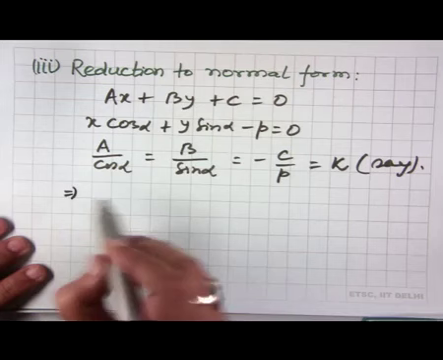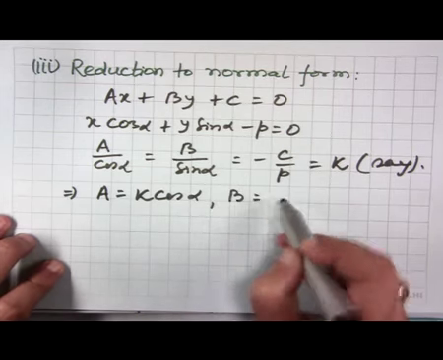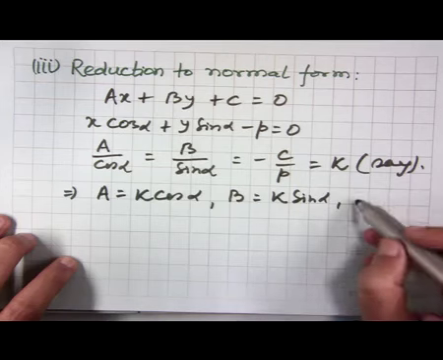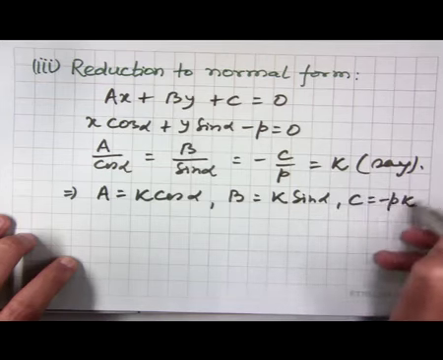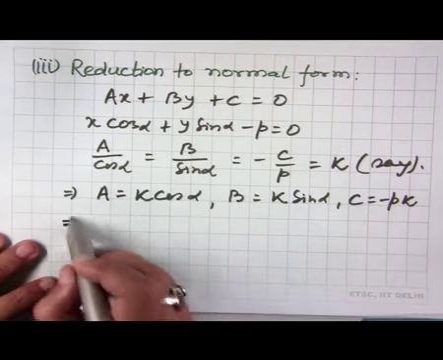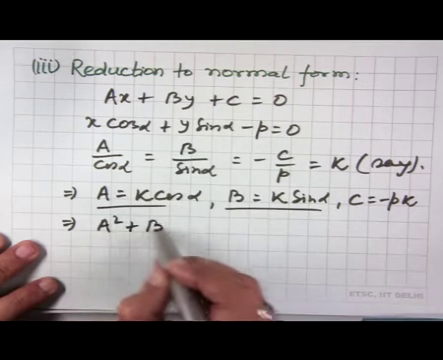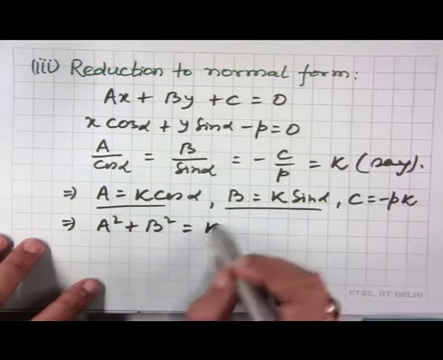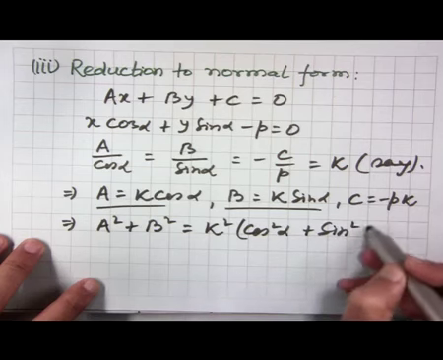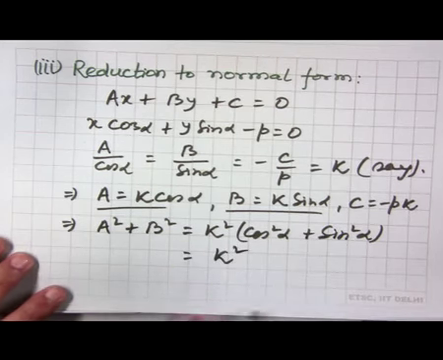So A is equal to k cos alpha, B is equal to k sin alpha, and C is equal to minus pk, or p is equal to minus C by k. Squaring these two and add. So A square plus B square is equal to k square cos square alpha plus sin square alpha, is equal to k square, as sin square alpha plus cos square alpha equal to 1.